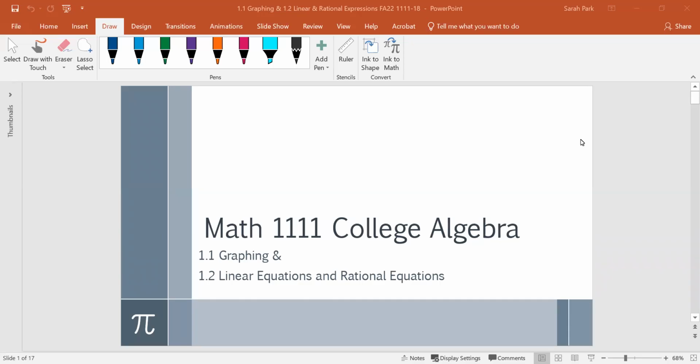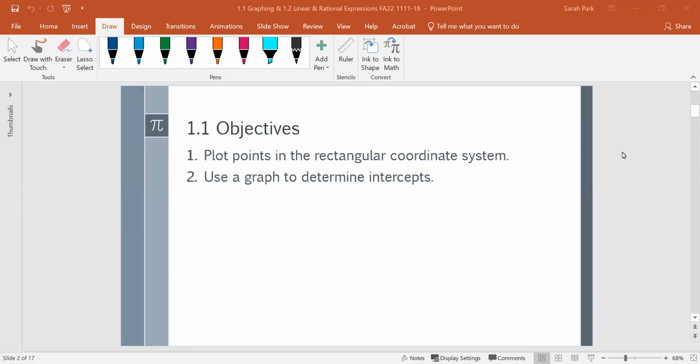In this session, we're going to go over two sections, 1.1 graphing and 1.2 linear equations and rational equations. For section 1.1, it's going to be pretty short. We're just going to go over the basics of plotting points and then using graphs to determine x and y intercepts.